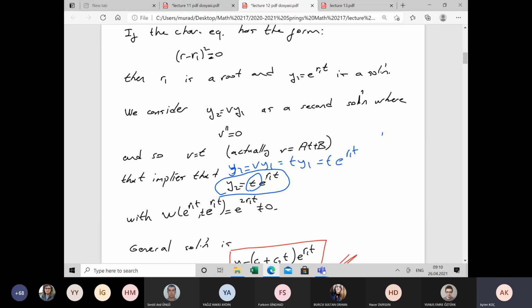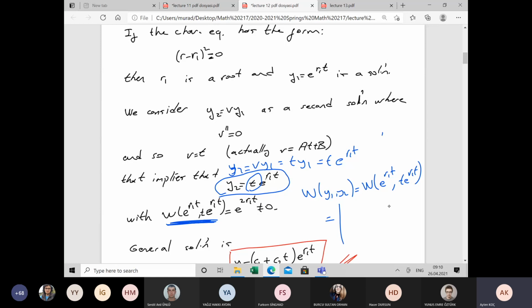And also we claim that y sub 1 and y sub 2 are fundamental. How to check that these solutions are fundamental? You have to write the Wronskian determinant. Wronskian determinant W of y sub 1, y sub 2 is equal to y sub 1 e to the r1t, y sub 2 t times e to the r1t, and compute this determinant.